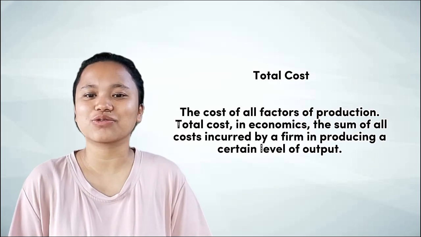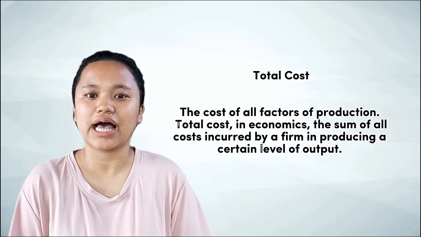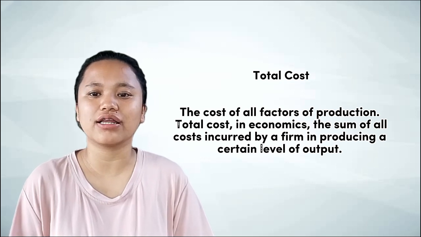So, this is total cost. The total cost of all factors of production. Total cost, in economics, is the sum of all costs incurred by a firm in producing a certain level of output. It is typically expressed as the combination of all fixed costs, for example, the cost of building or heavy machinery, which do not change with the quantity of output produced, and all variable costs, for example, the cost of labor and of raw materials, which do change with the level of output.